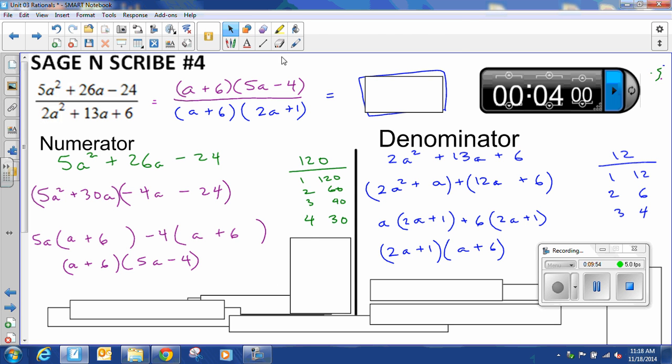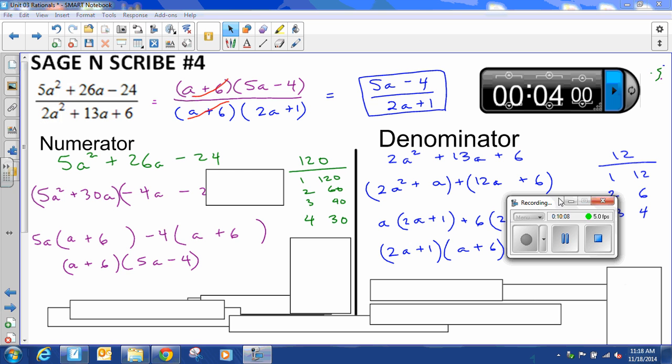And as you can see, it worked out very nicely because a plus 6 can be canceled out both in the numerator and the denominator, thus leaving 5a minus 4 over 2a plus 1. And that's how you simplify rational expressions using factoring.